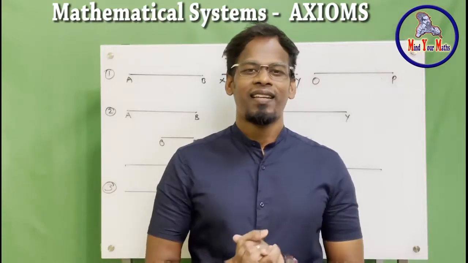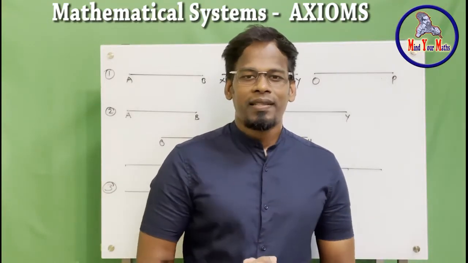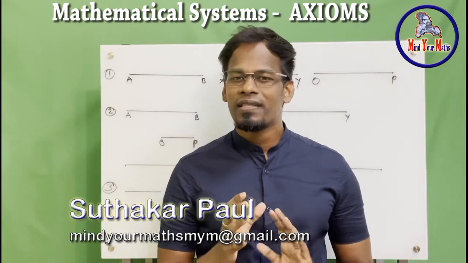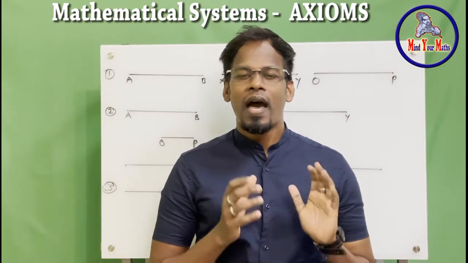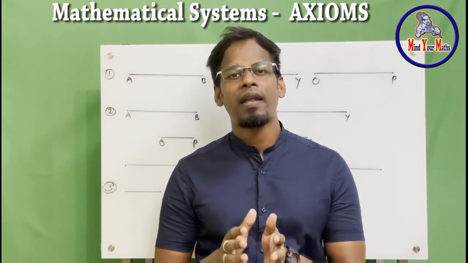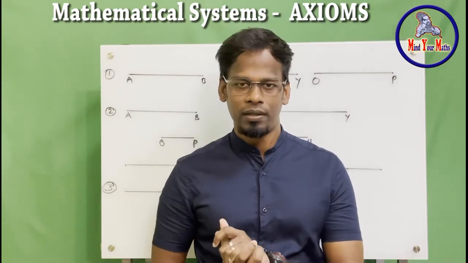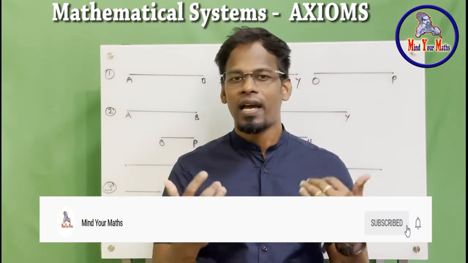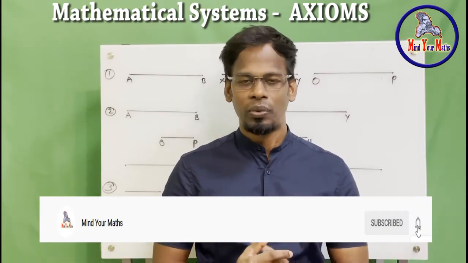Hey guys, so in this video on the mathematical systems we are going to learn the Euclidean axioms. What is an axiom? An axiom is a statement that is taken to be true and there is no proof required. What it means is that we don't need to prove anything for this statement. We can just accept it as true.